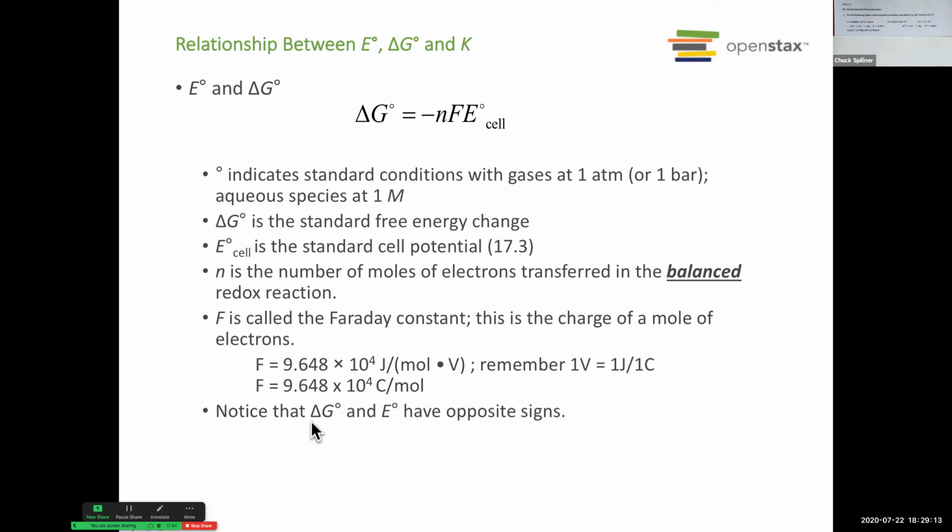So lastly, notice that delta G, the standard free energy, and the standard cell potential have opposite signs. That has to do with the fact that the minus nFE is electrical work. That's the work that the system puts out, the work that the system does on the surroundings. So you'd give that a negative sign. And that matches the delta G: if delta G is negative, the reaction is spontaneous.